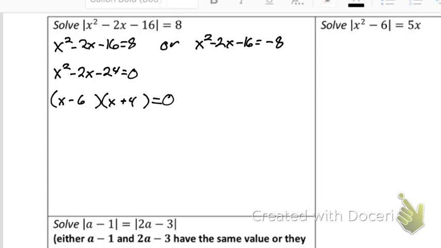Okay. Just so you don't do that, you made it seem like you're wrong. All right, so we have x equals 6, and we have x equals negative 4.